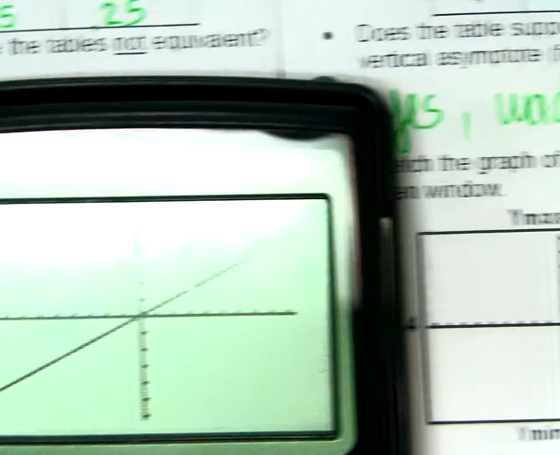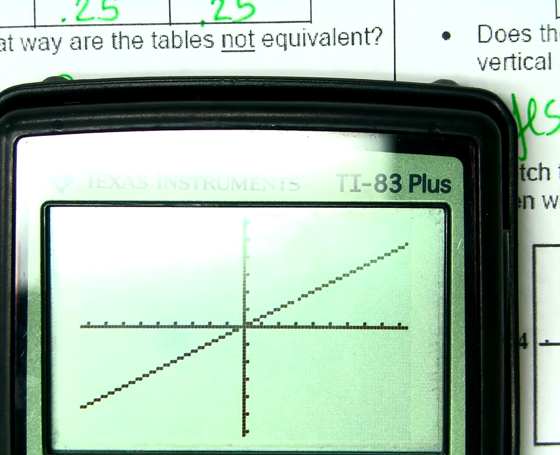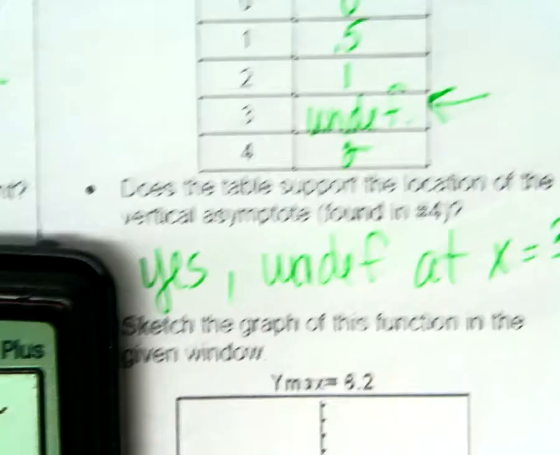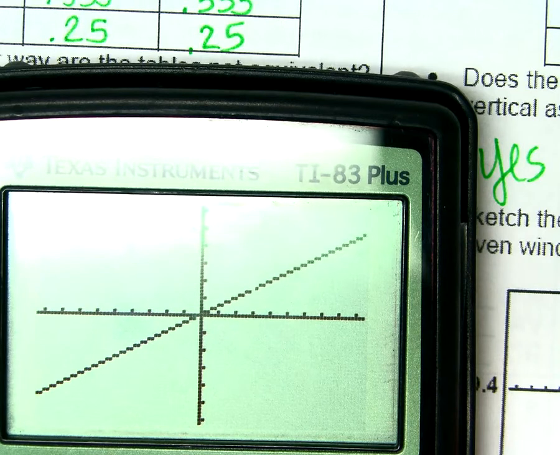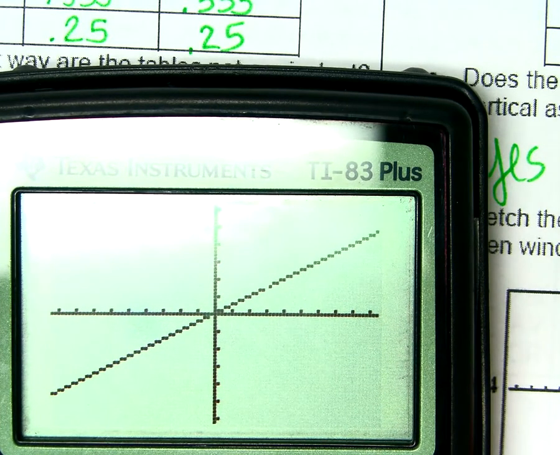Let me zoom in. What do you notice? It's kind of dotted. It's got to do that again because of the size of the pixels, the number of pixels. Do you notice anything else? Does anyone else notice a missing pixel? Where is that missing pixel? Oh my gosh, at x equals 3? So what's happening at x equals 3? There's a hole.